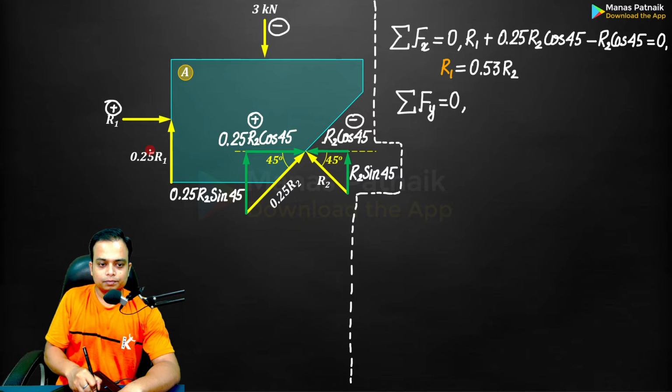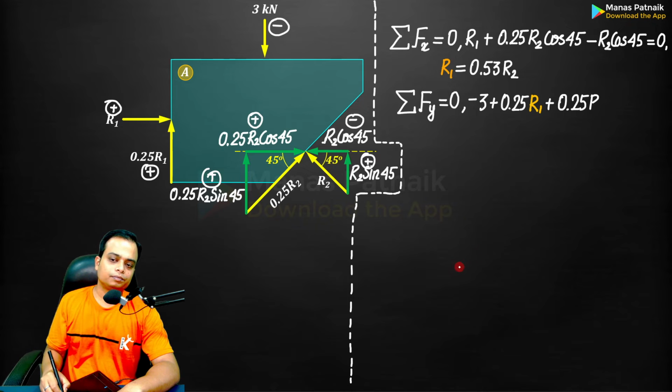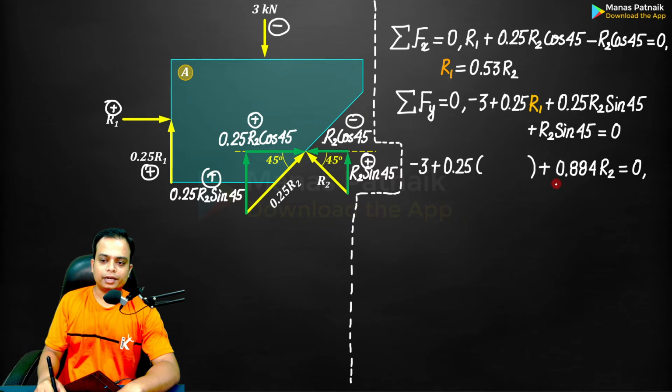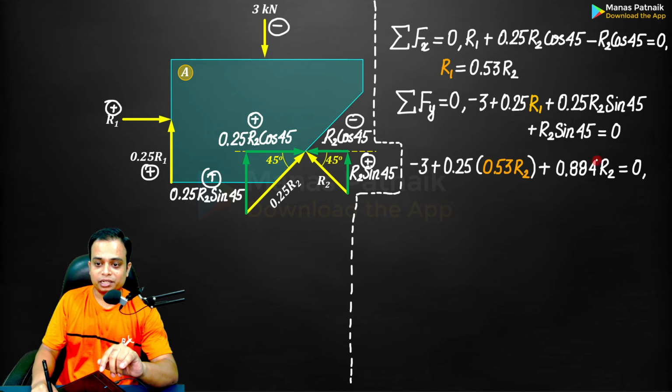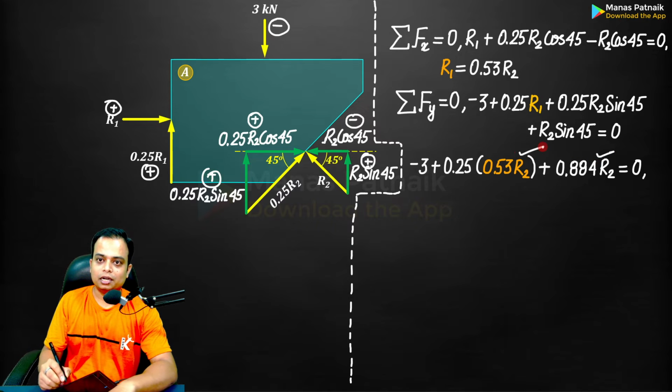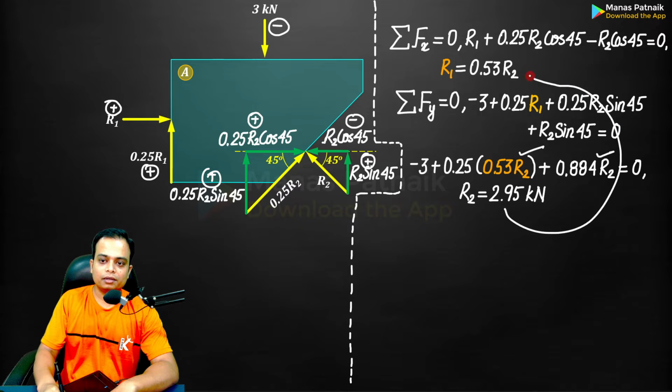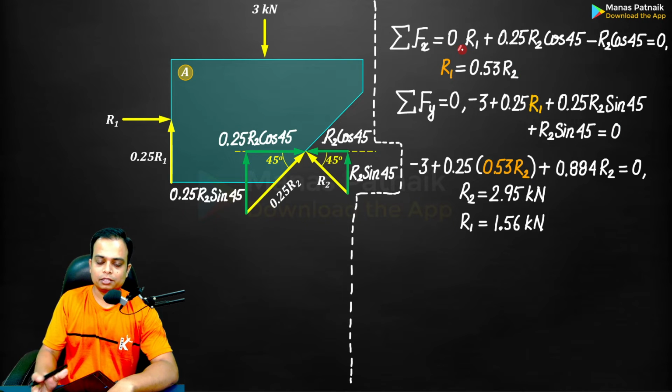Downwards, upwards, upwards, upwards. Write them down. You can simplify R2. Right, done. R1 is 0.53 R2. Write it over here. Again, there is one single equation and only one unknown, that is R2. Solve for R2. This is what you get, and put the value of R2 over here, and you are going to immediately have the value of R1. Done. This is what it is.